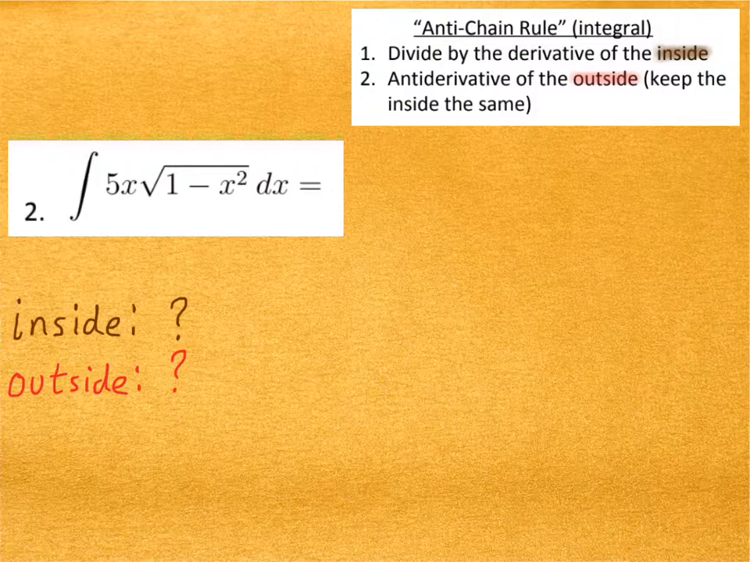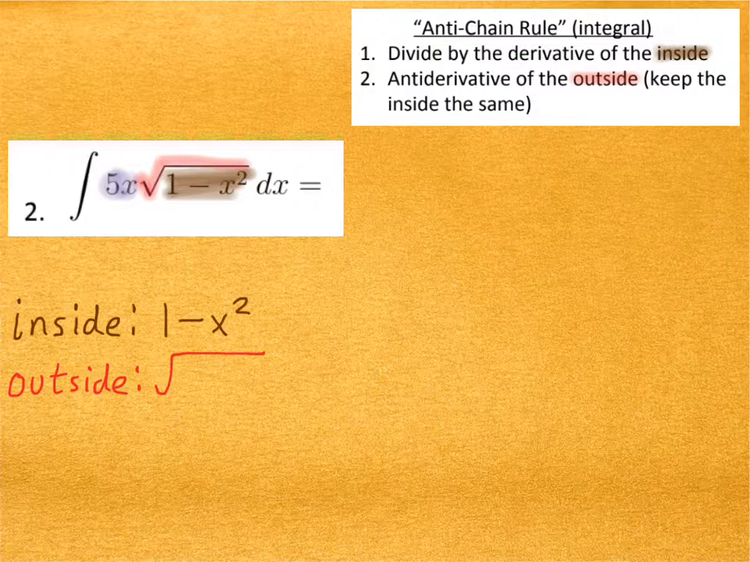Alright, the inside function is the 1 minus x squared. Okay, and what is it inside? It's inside the square root. That's the outside function. But what about this 5x out here? That might have confused some of y'all. Well, those were some of those other outside components that I was referring to earlier that will need to cancel all except for maybe a constant if this is going to work.